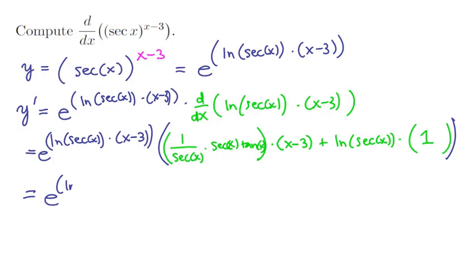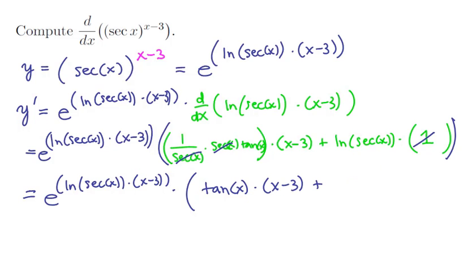We have e to the ln of secant of x times the quantity x minus 3 as a power. Inside the parentheses, the secants cancel, so we're left with the tangent of x times x minus 3, and then the 1 doesn't matter, so we just have the natural logarithm of the secant of x.